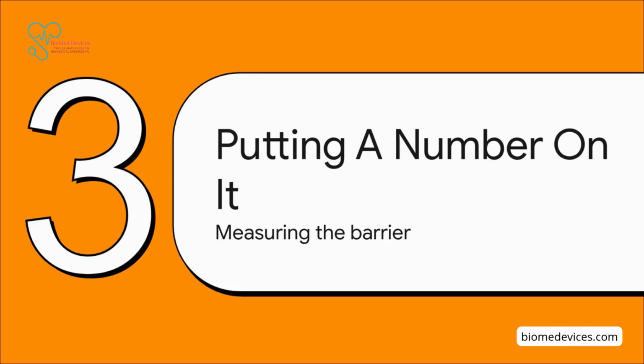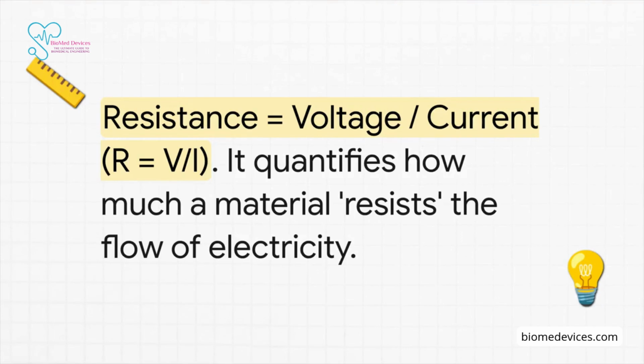Okay, so we've got this idea of a barrier, but science isn't happy with just ideas. It needs to measure things, to predict them. So let's see how this physical reality gets captured in one of the most important laws in all of electronics. And here it is. This simple, beautiful equation is Ohm's law. It perfectly describes the relationship we've been talking about. Resistance, which is R, is just the ratio of the voltage, V, that you're applying, to the current, I, that actually makes it through.